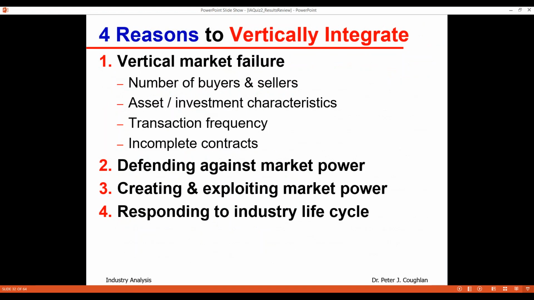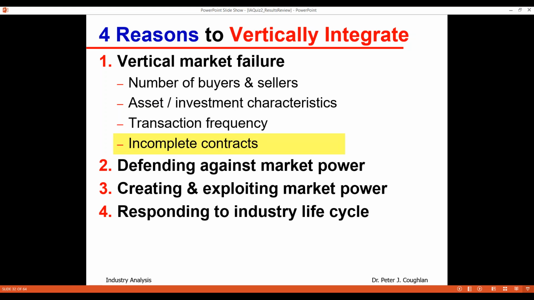Remember, we said it has to do with a few buyers or sellers. So if you have a bilateral oligopoly or a bilateral monopoly or a monopsonist or monopolist or whatever, one or few buyers and sellers. If you have assets that are specific, right? Highly specific assets that are durable and capital intensive, high transaction frequency, and lastly, this idea of incomplete contracts. We didn't talk about that yet.